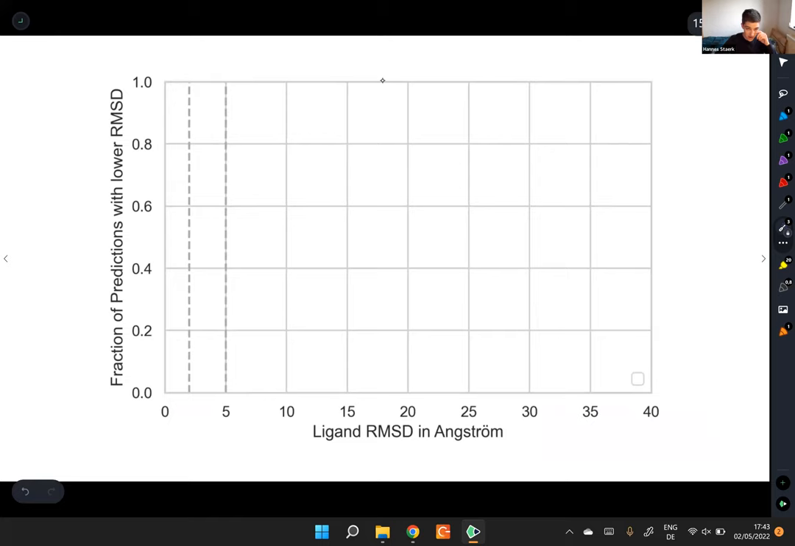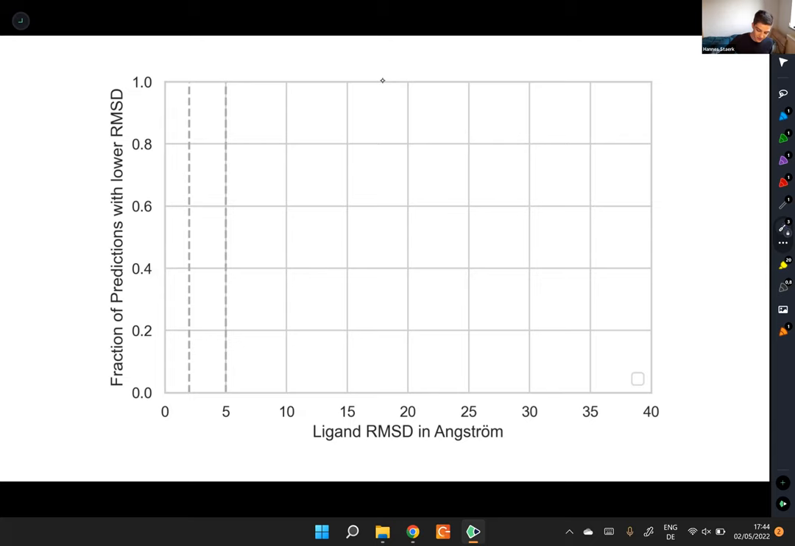Yeah? And here in these curves, on the x-axis, we have the RMSD of the ligands, where we put it and where it actually crystallizes, where its actual location is in the co-crystallized structure.